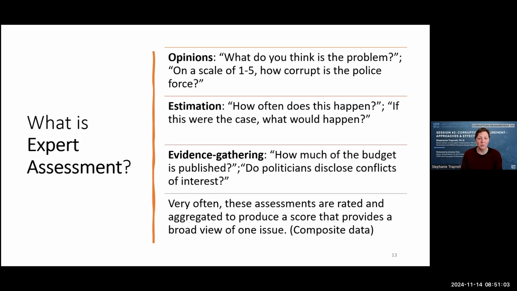It might even capture the causal mechanism that's driving the score, which is why it's so important, but it is very, very labor and time intensive. So it's not done that often. And very often, these kinds of assessments are rated sometimes by the experts that are doing the evidence or providing their answers, or sometimes by a research team in the company or the organization that's producing the data. They're aggregated and they produce a score that provides a broad view of one issue. And that is a very general introduction to what expert assessment is.